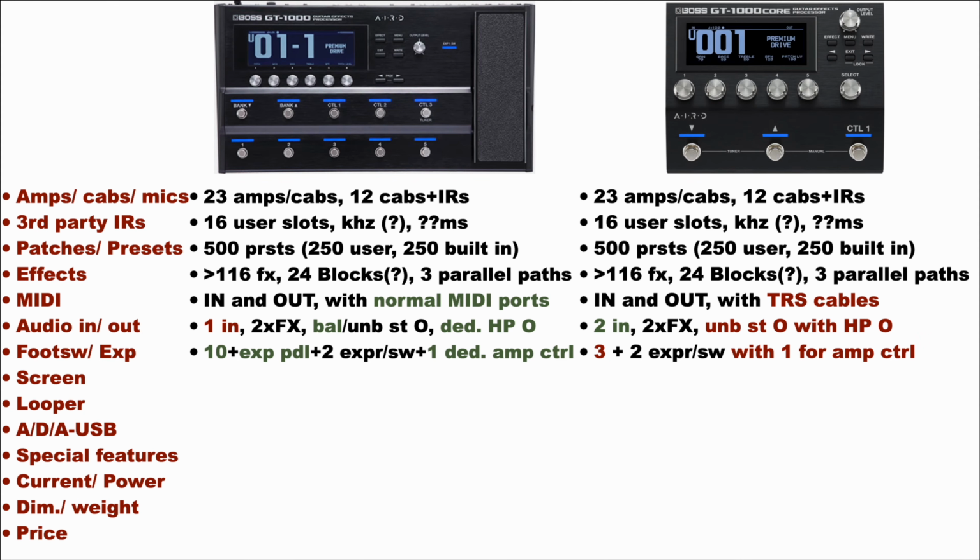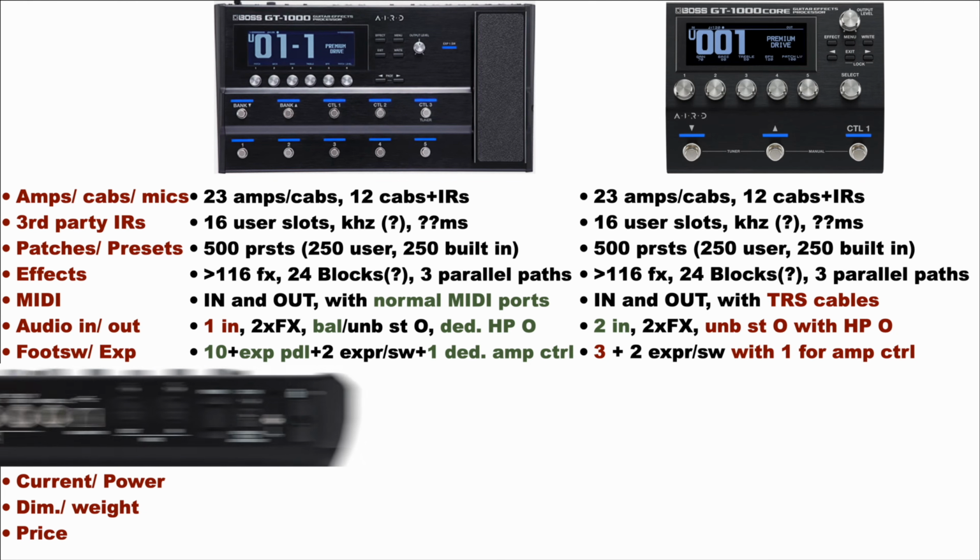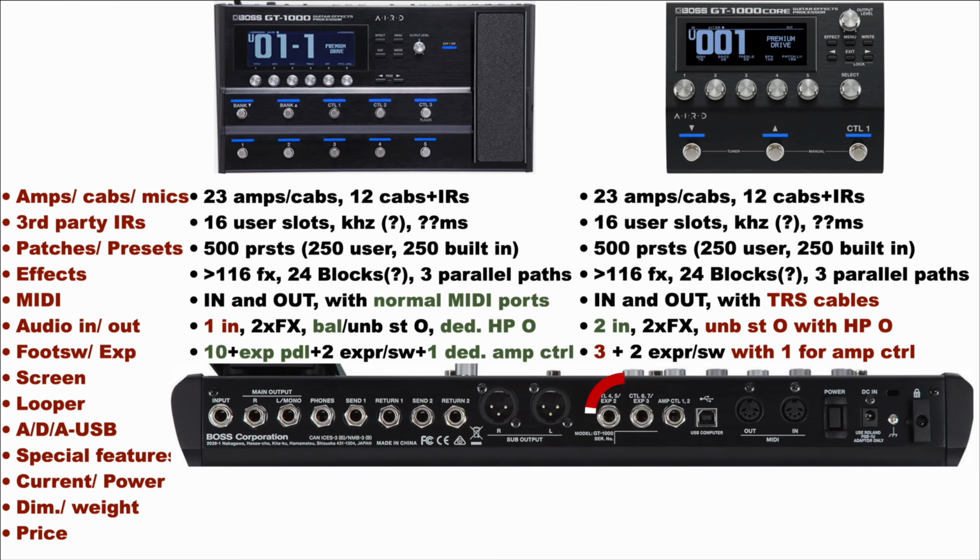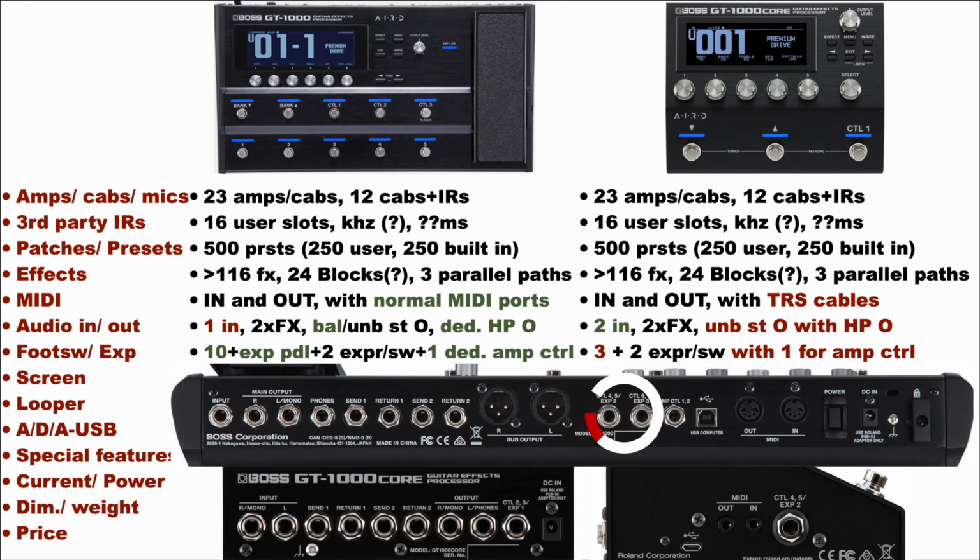The Boss GT1000 has 10 footswitches and a built-in expression pedal, while the GT1000 Core has 3 footswitches and no expression pedal. Furthermore, the regular GT1000 has 2 inputs for other expression pedals or controllers and a dedicated out for controlling the amp, where the GT1000 Core has also 2 inputs for external controllers or expression pedals, but one input is also used for controlling the amp.